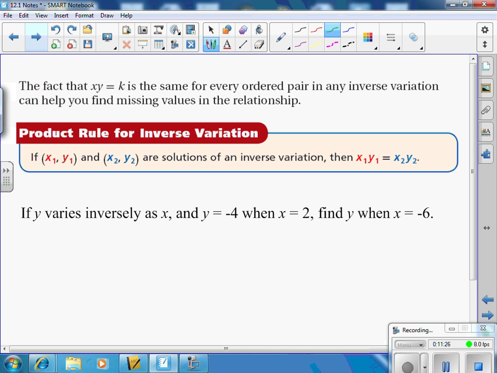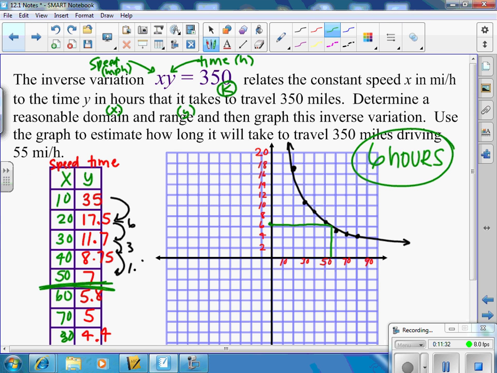So the fact that x times y equals k is the same for all of them, just like this one. 10 times 35 will give us 350. 20 times 17.5 will give us 350. For all of these, it should be the same.